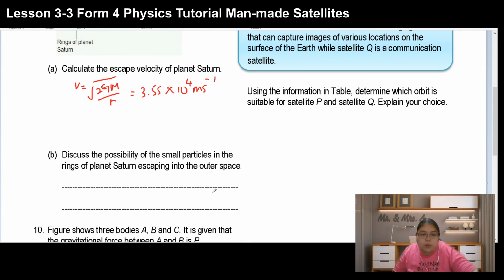Okay, discuss the probability of a small particle in the rings of the planet Saturn escaping into outer space. This one is the maximum. So if you want to escape to outer space, your velocity must be at least this value. From here they ask you about the probability for a small particle in the ring of the planet, whether it will escape or not. The answer should be no. That's impossible because your velocity is too small. A small particle in the ring just moves around unless it goes over this velocity. This velocity is already big enough. So your answer is, it is impossible.